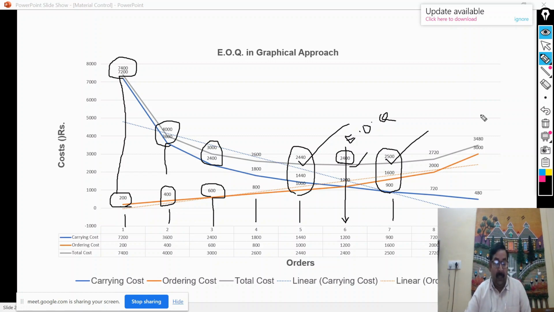EOQ in graphical approach. There are 3 approaches: tabular approach, algebraic approach and graphical approach. Here we can see that the total cost of inventory is 2400, out of which 1200 is ordering cost and 1200 is carrying cost. Both cut at this point. This is our economic order quantity.